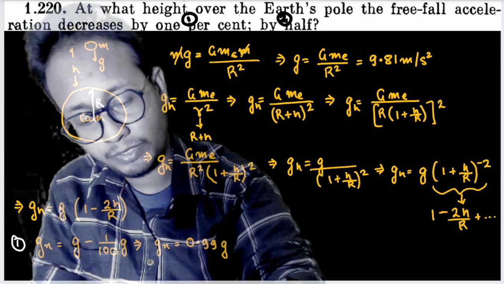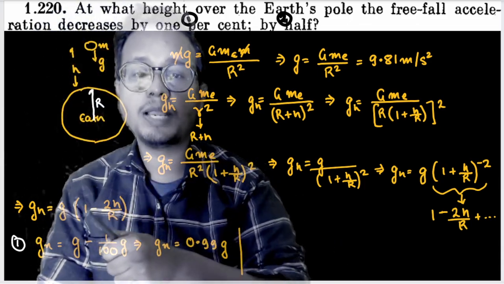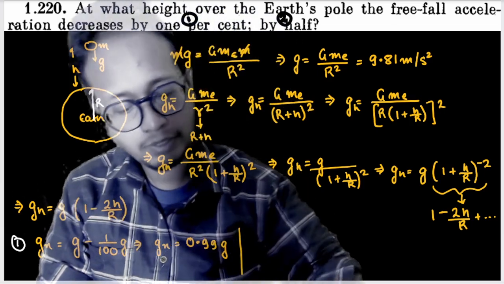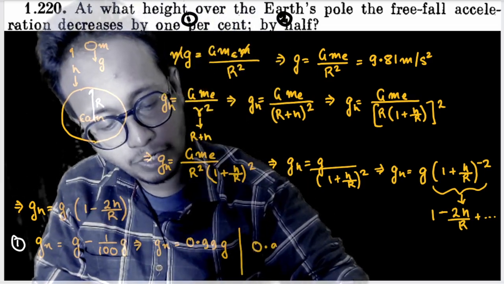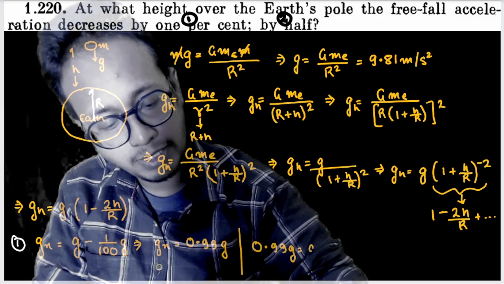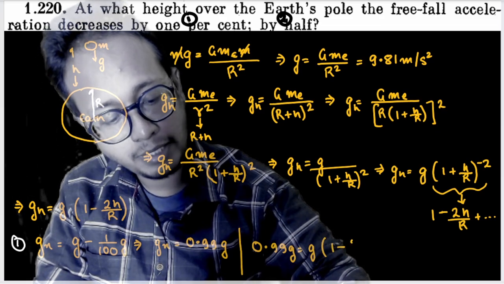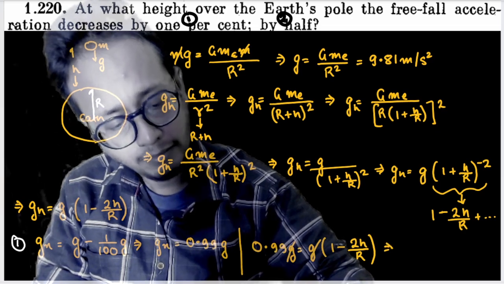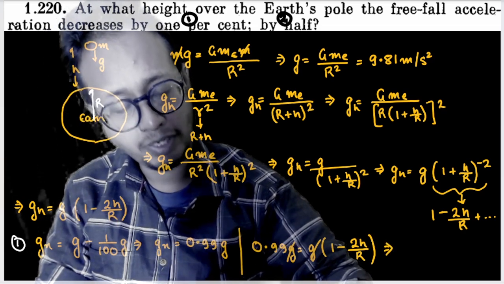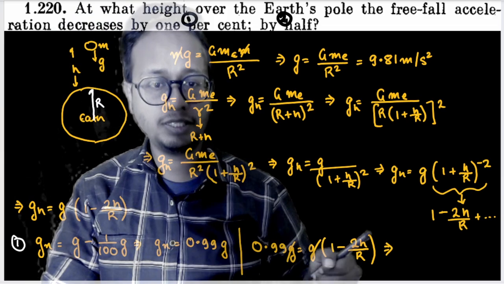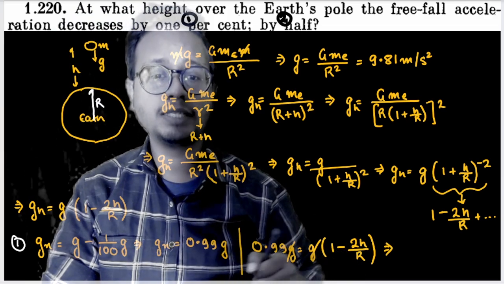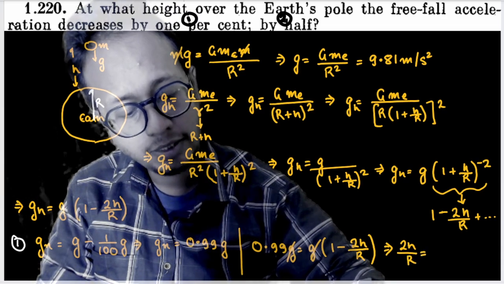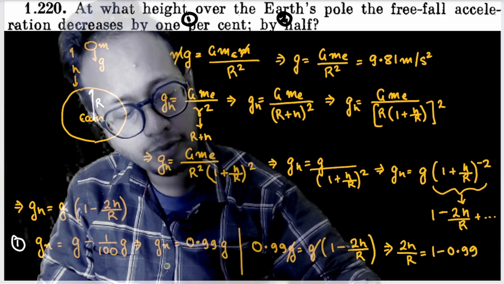I'm using this formula out here. So the new acceleration due to gravity, 0.99 g, is equal to the old acceleration due to gravity into (1 minus 2h by r, where r is the radius of the earth). So g and g would get cancelled out here. 0.99 is equal to 1 minus 2h by r. If I send 2h by r to the left hand side and 0.99 to the right hand side, I'll get 2h by r is equal to 1 minus 0.99, isn't it?